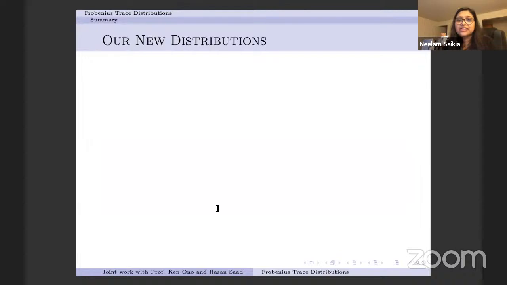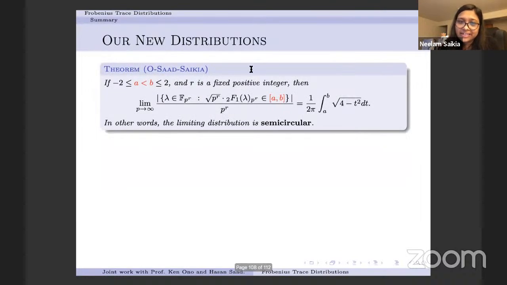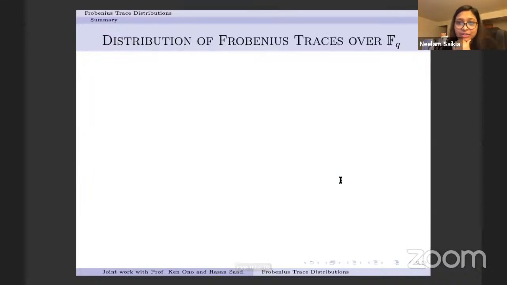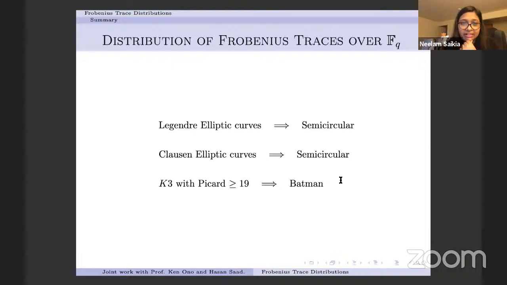So we obtain some new distributions in this direction. If we consider the renormalized values of these 2F1 functions, then the distribution of this function is semicircular. And for the 3F2 functions, if we consider the distribution of the renormalized values of these 3F2 functions, it will behave like Batman. So here we have the summary.